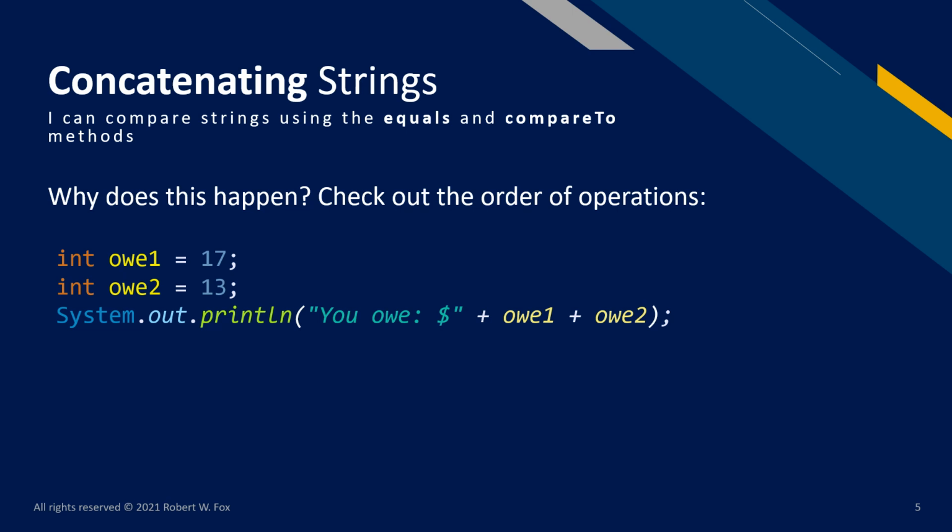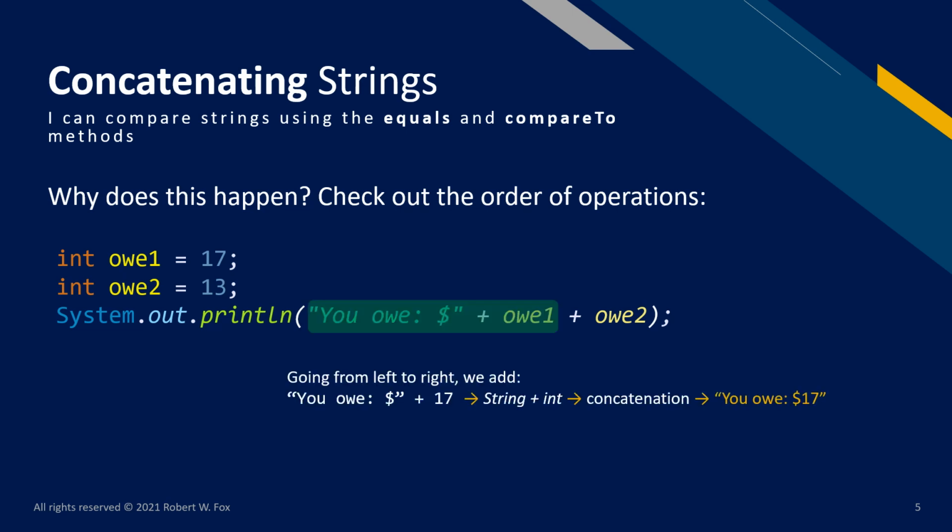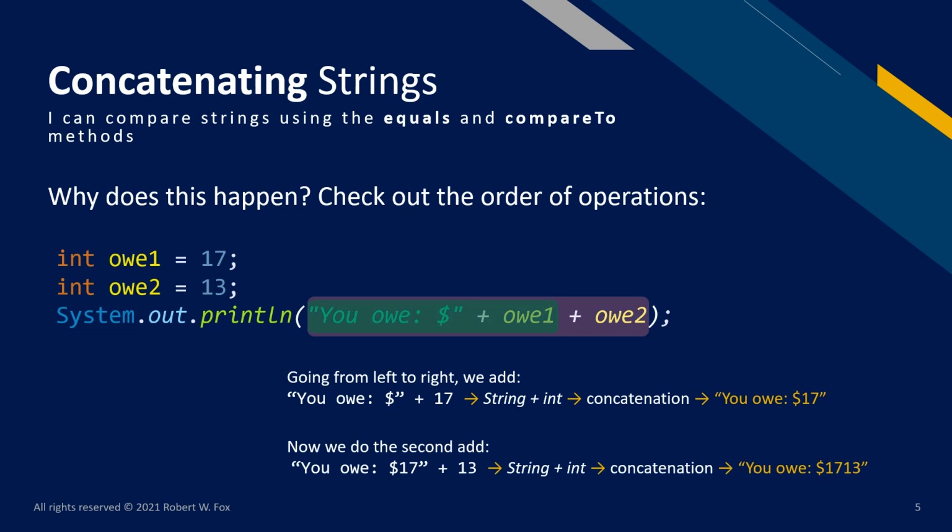We have two plus signs, so Java will evaluate from left to right, starting with the string "You owe $" plus the variable o1. Now, o1 is 17, so we're adding together a string plus an int, and Java is going to do concatenation here, and we get the string "You owe $17" as a result. But then we're going to add that to the variable o2. And again, we're adding a string, "You owe $17", to an int, 13, and Java is once again going to do concatenation. And this is why we get the result, you owe $1713.